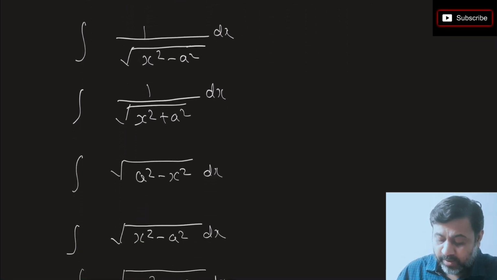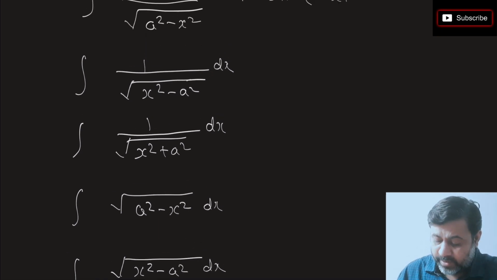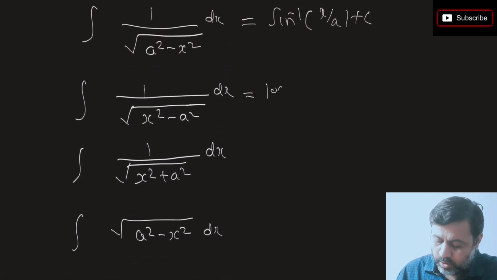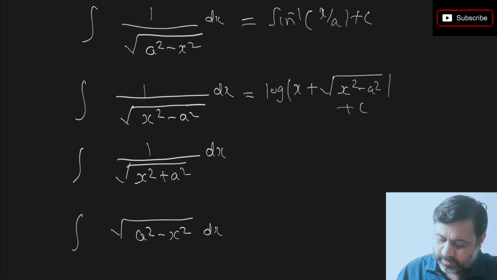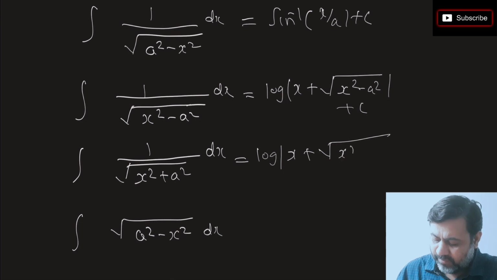The next one is 1 by under root x square minus a square. This will be log mod x plus whatever your question में क्या था, x square minus a square. So I'm just writing it again, x square minus a square plus c. Next one will be same thing, log mod x plus question itself, x square plus a square plus c.